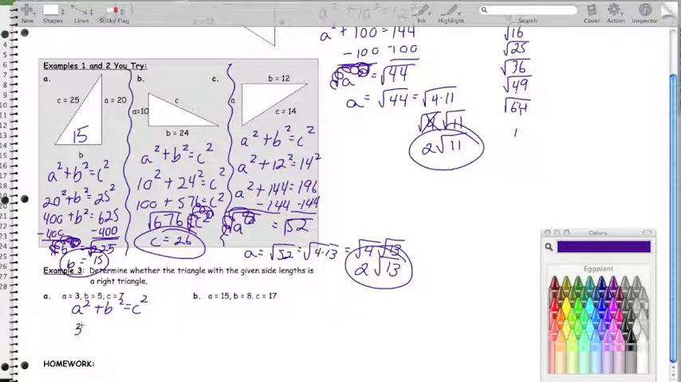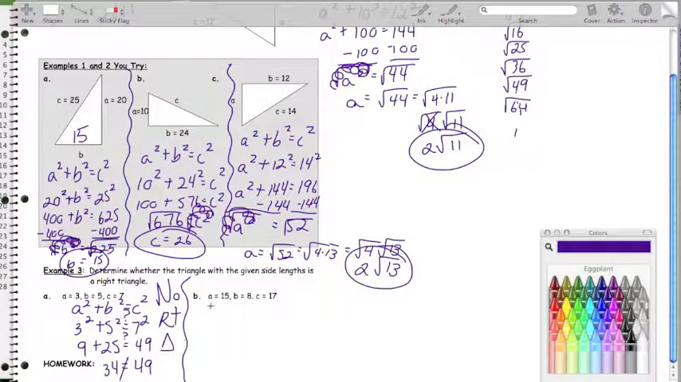So a squared is going to be 3 squared plus 5 squared equal to 7 squared. We're looking to see if that's true or not. 3 squared is 9. 5 squared is 25. 7 squared is 49. 9 plus 25 is 34. 34 does not equal 49. So no, this does not make a right angle. Determine whether it can make a right triangle. No, no right triangle.